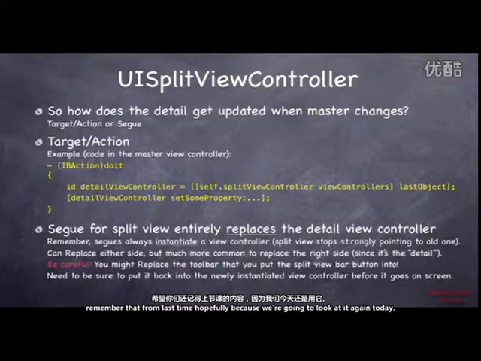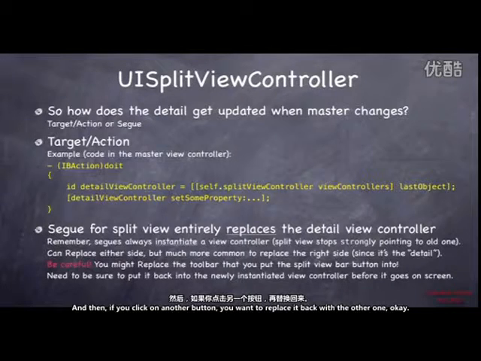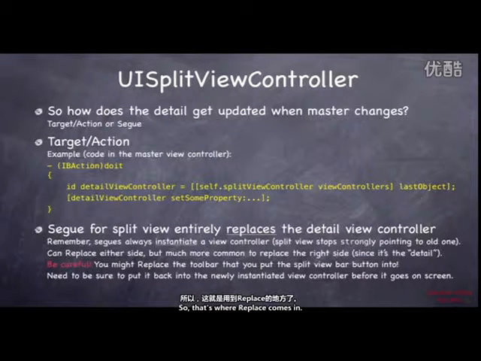Remember that from last time, hopefully, because we're going to look at it again today. There's a case where you might want to replace the detail view with a new one that has that button in it. And then if you click on another button, you want to replace it back with the other one, okay? So that's where replace comes in.